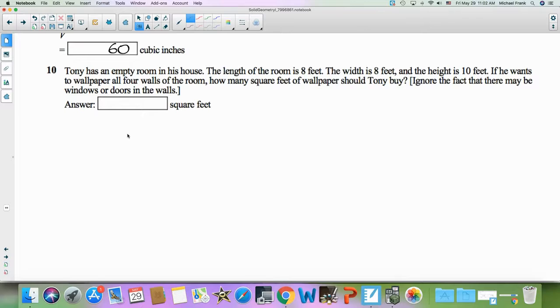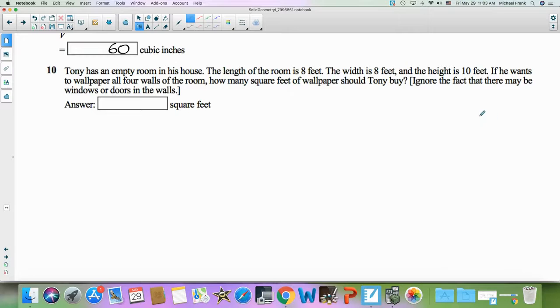Tony has an empty room in his house. Looking down at the floor, the length and the width are 8 by 8, right? The length of the room is 8, the width is 8. The height is 10. He wants to wallpaper just the 4 walls. So you really have to do a little bit of visualization here. How many square feet of wallpaper should he buy? Don't worry about windows or doors.